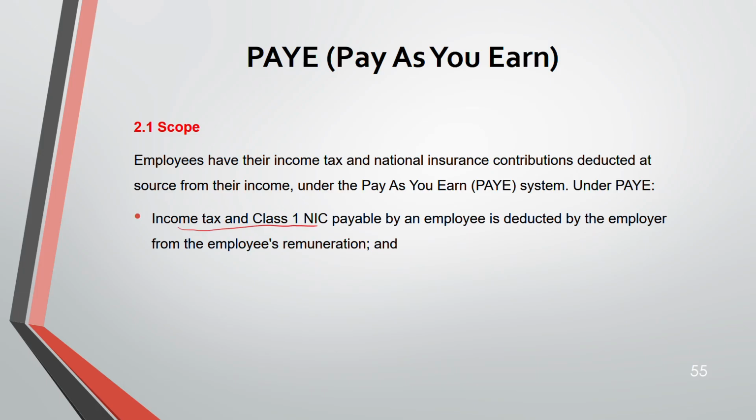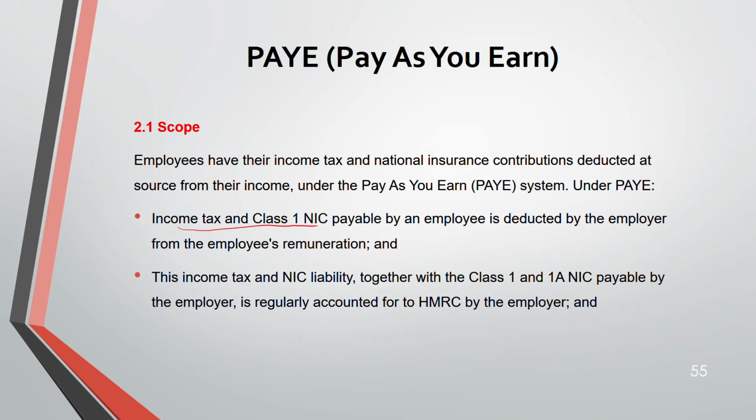Your income tax and class 1 NIC are deducted from your employee's remuneration. These two are deducted by the employer, and your income tax and class 1 NIC are payable by the employer. Income tax, NIC, your class 1A. Class 1A is for the benefit that we have just covered. On that there is an NIC, and class 1 NIC is on your cash earnings. These are payable by whom? Employer. And it is regularly accounted to HMRC by the employer.